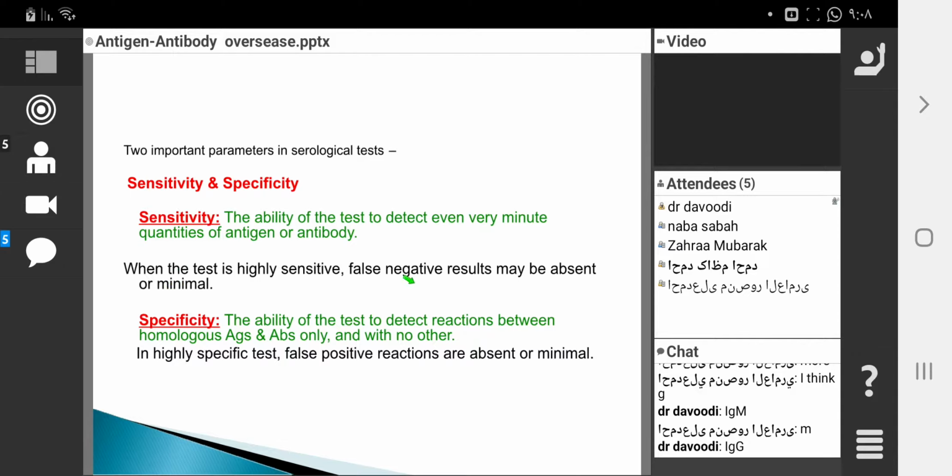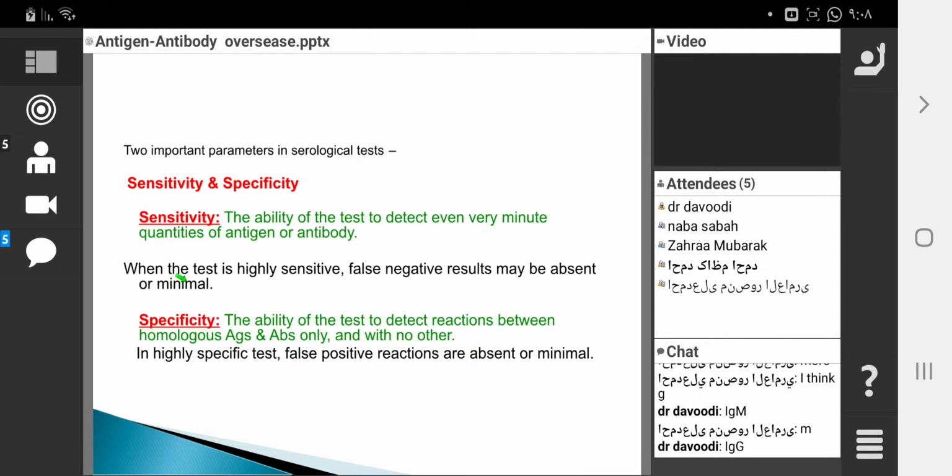So false negative results may be absent. We don't have false negative results, or maybe they are minimal. There is a lower level of false negative results when we use a test with high sensitivity.